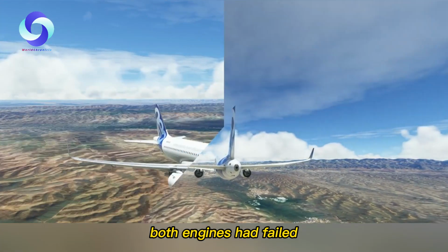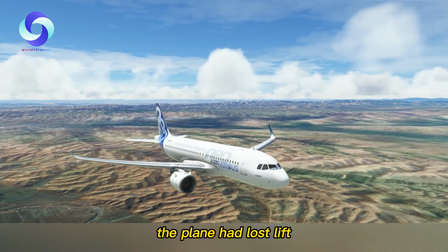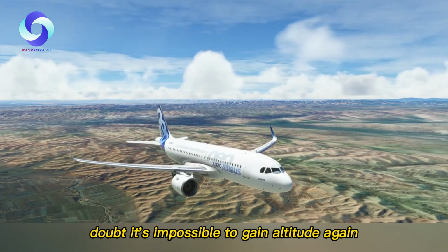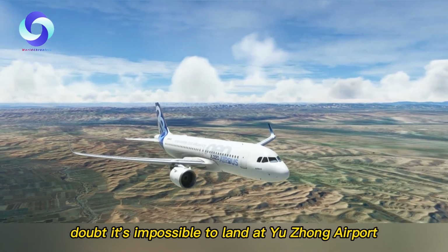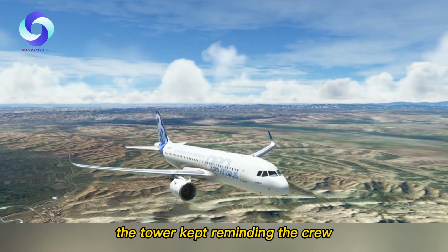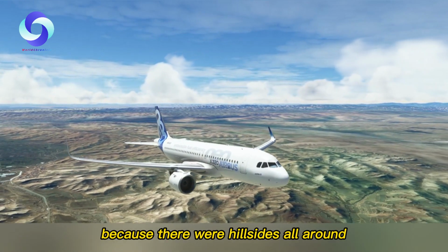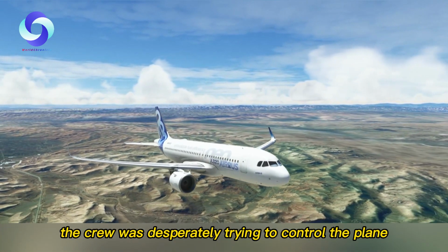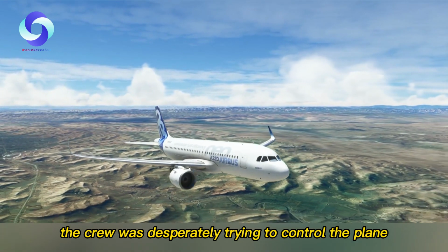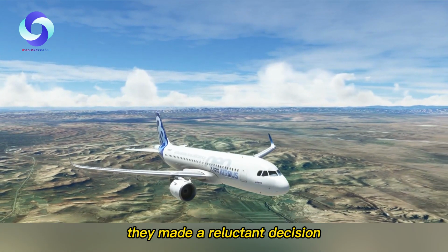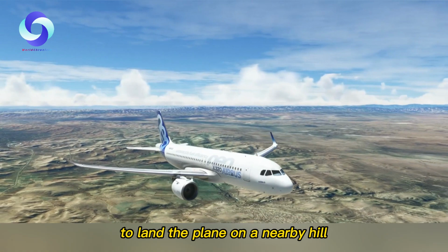Both engines had failed and the plane had lost lift. It was impossible to gain altitude again, and impossible to land at Yuzhong Airport. The tower kept reminding the crew that they could not descend any further, because there were hillsides all around. The crew was desperately trying to control the plane. After a brief discussion, they made a reluctant decision to land the plane on a nearby hill.